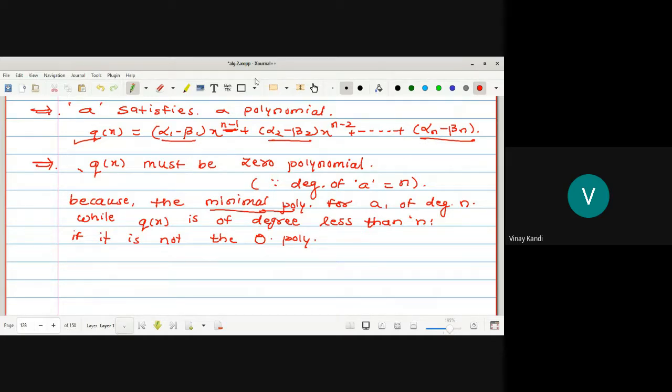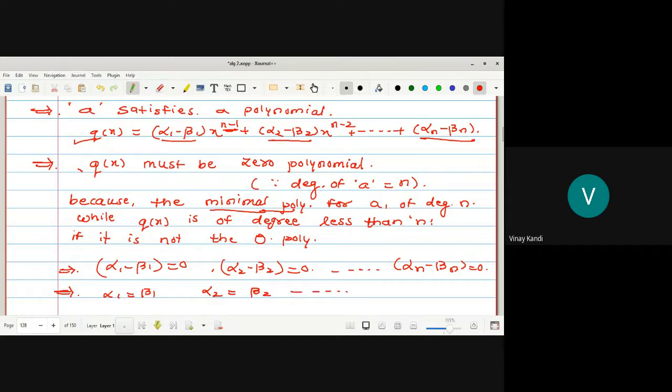ओके, मग this implies what? This q of x must be the zero polynomial. हा झिरो polynomial असायला हवा. Okay, zero polynomial असायला हवा म्हणजे काय? It implies alpha 1 minus beta 1 is equal to 0. Alpha 2 minus beta 2 is equal to 0. All the coefficients are 0. That implies alpha n minus beta n is equal to 0. Okay, so this implies alpha 1 is equal to beta 1, alpha 2 is equal to beta 2, up to so on, alpha n is equal to beta n.